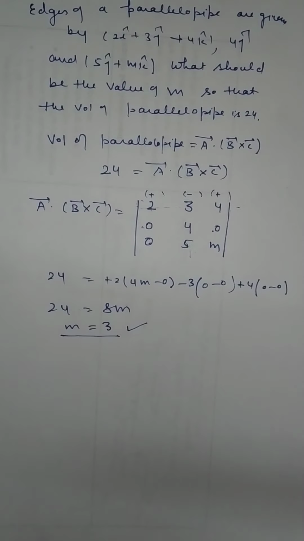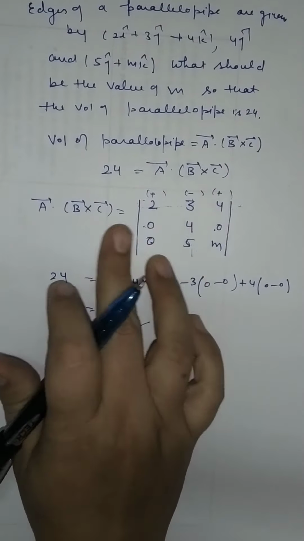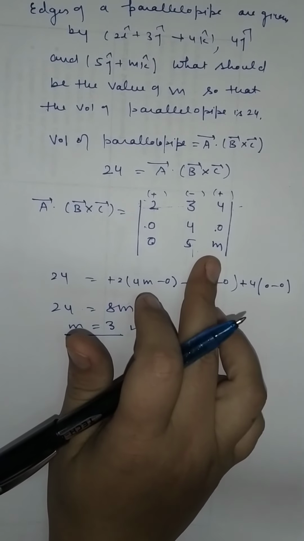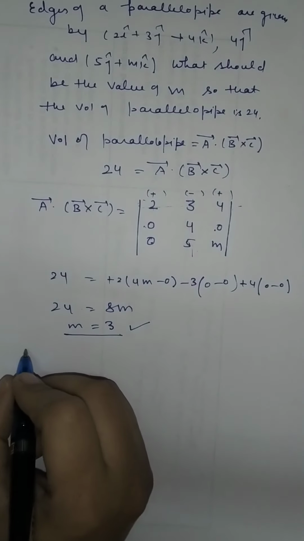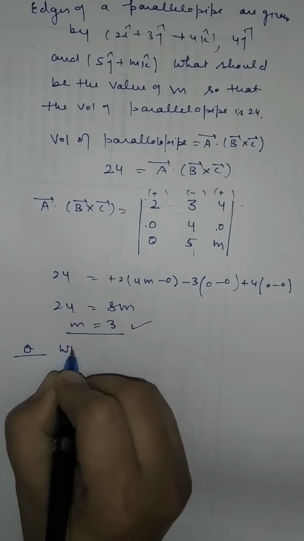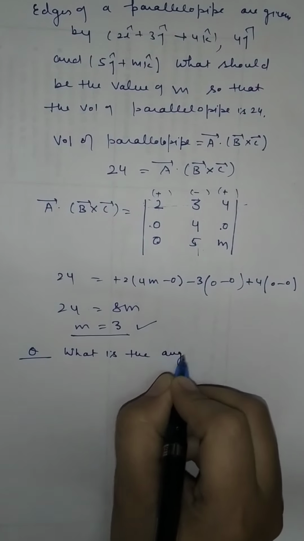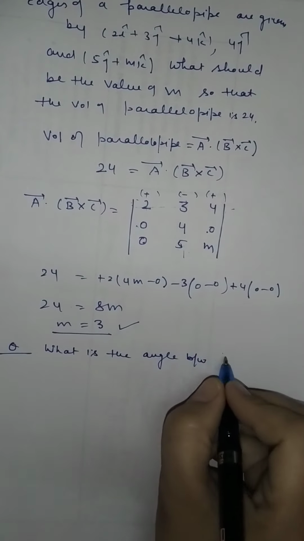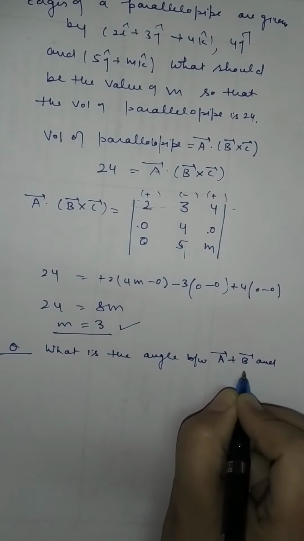One question, this is the volume of parallelepiped. 3 edges are given to you. You can find the scalar triple product in this method, or either you can solve it completely. Next is, one question is asked, what is the angle between A plus B and A cross B?